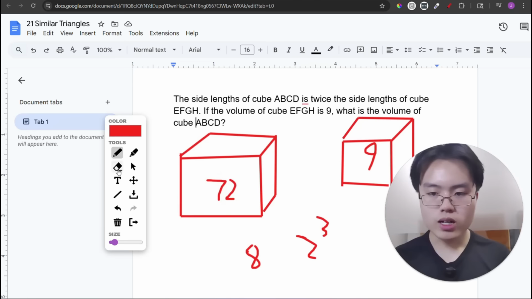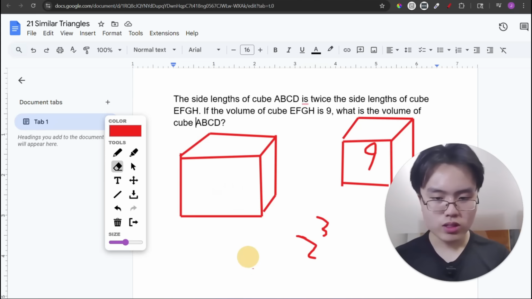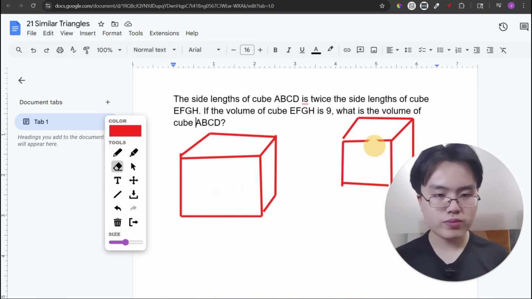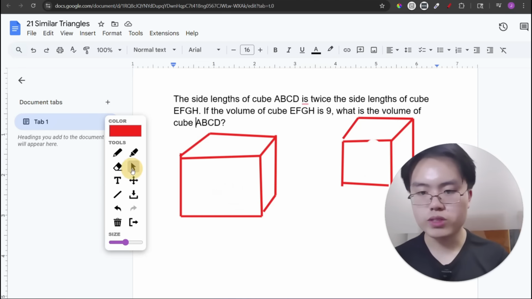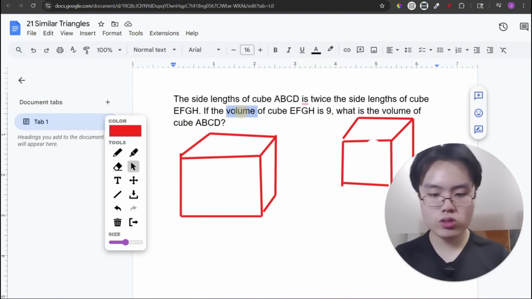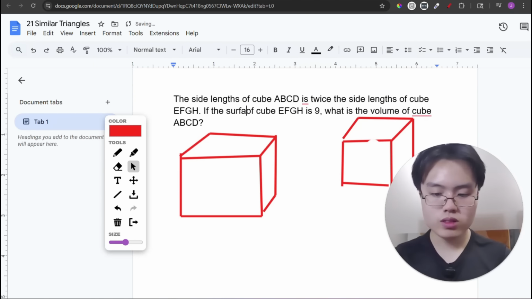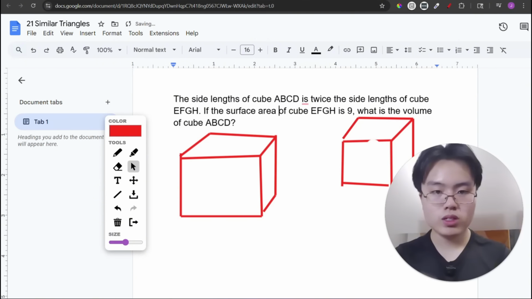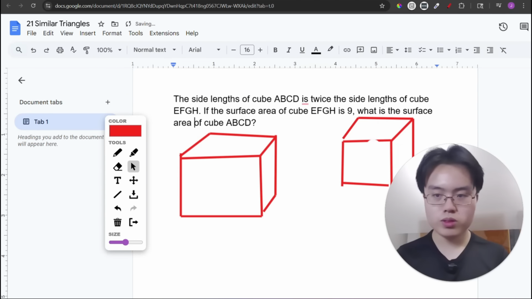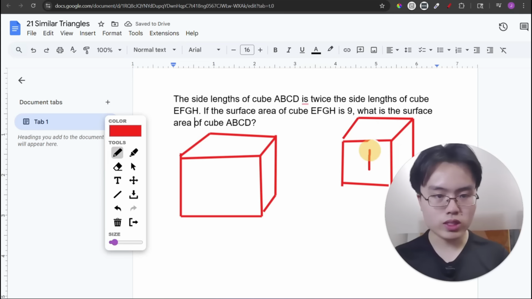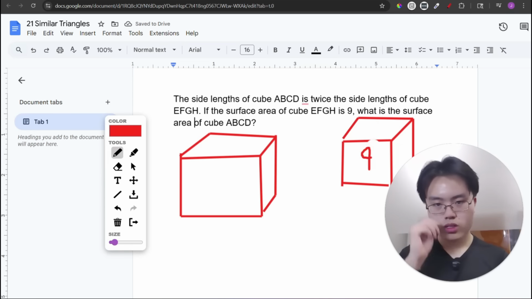Okay, now let's change up the question even more, and this is where it starts getting hard. Let's do surface area. Instead of volume, it tells us the surface area instead. So it says if the surface area of the cube is 9, what is the surface area of the other cube? We know the surface area of this is 9. What is the surface area of this?